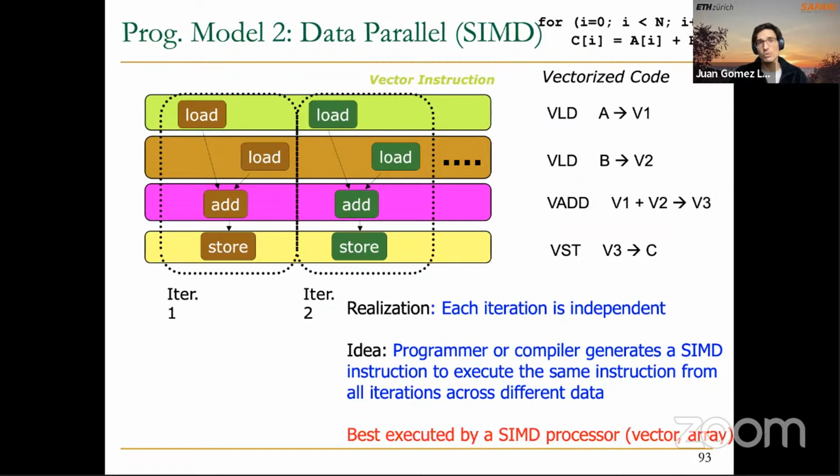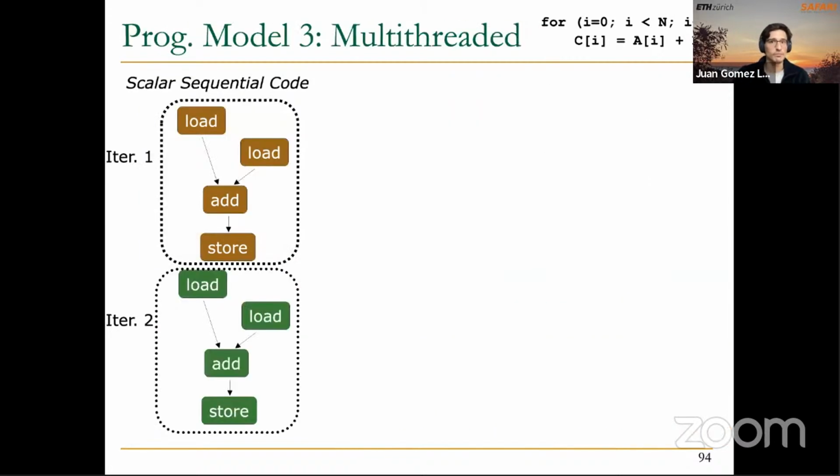And this normally will be best executed on a SIMD processor, right? By the way, this could also be executed on a SISD processor as well. The only thing that the SISD processor will have to do is replacing each of these vector instructions by a function that goes over all the elements of the vector, right, in a sequential manner. So in the end, programming model is different from execution model, as you see.